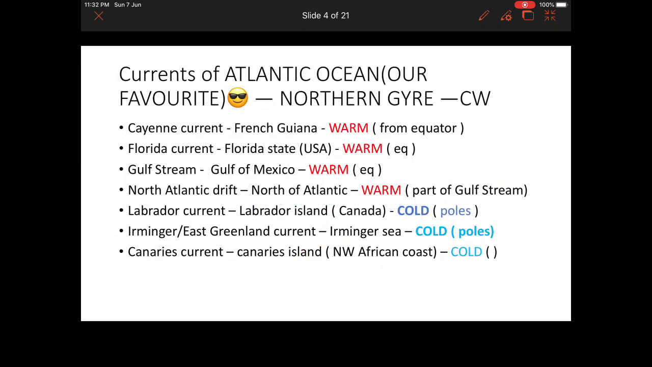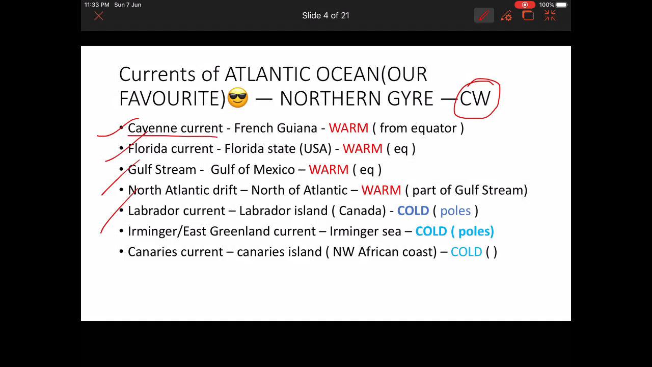First we will start with currents of Atlantic Ocean, which is our favorite part. First we will deal with the northern gyre, and you can see the northern gyre is in clockwise direction. So don't mug up these kinds of things. It will come to your mind when you think about the map and draw the ocean currents in your mind. This will automatically come to your mind, that currents in the North Pacific or North Atlantic are in clockwise direction.